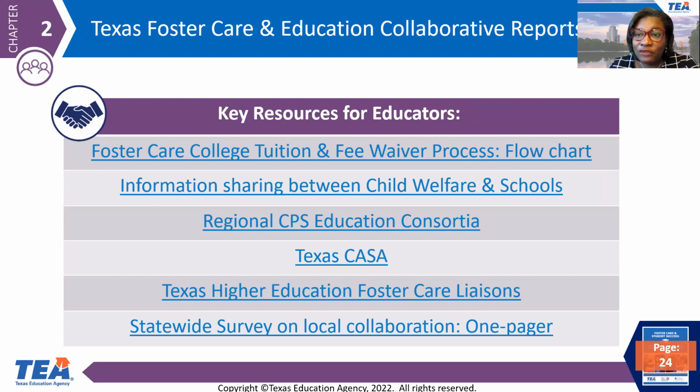Also, Texas CASA. If you want to know more information about Texas CASA, we have that link for you. Texas Higher Educational Foster Care Liaisons. Our higher education, we want to ensure those students are not just dropped off at the college campus, but we have foster care liaisons on the higher education level that will support our students also. And then a statewide survey on local collaboration. How can you collaborate locally? We have a one pager that will assist you in that. And this information is located on page 24 in chapter 2.